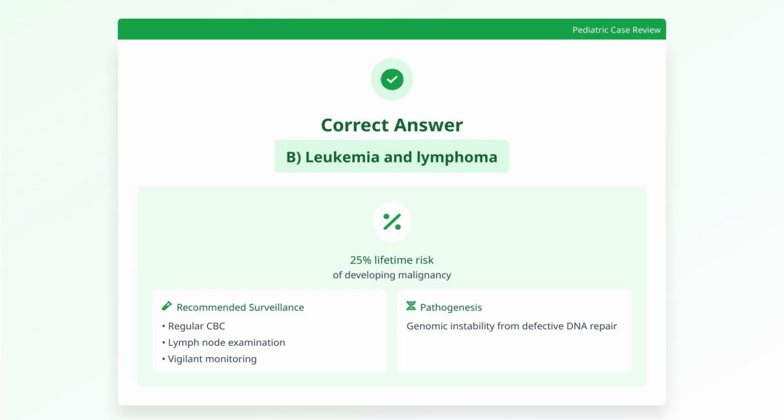Leukemia and lymphoma represent the highest cancer risk in pediatric ataxia telangiectasia patients. Children with ataxia telangiectasia have approximately a 25% lifetime risk of developing malignancy, with lymphoid malignancies being most common in childhood. Regular surveillance should include complete blood counts and careful examination for lymphadenopathy. The cancer risk is related to the genomic instability caused by defective DNA repair.